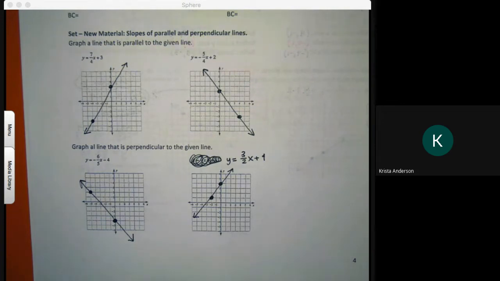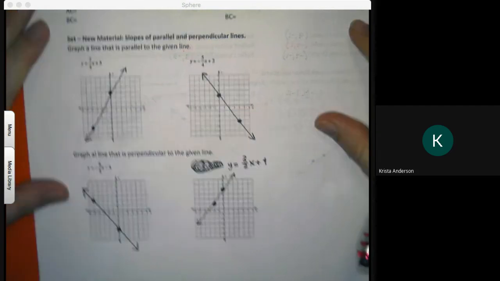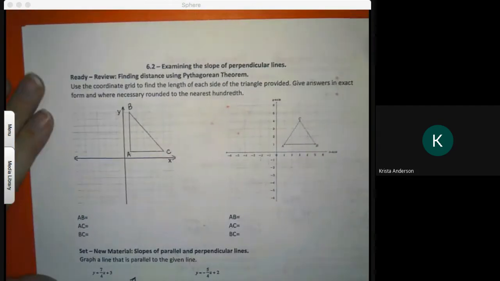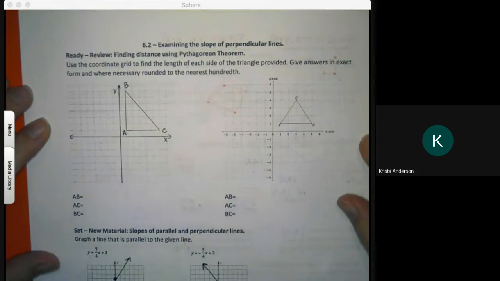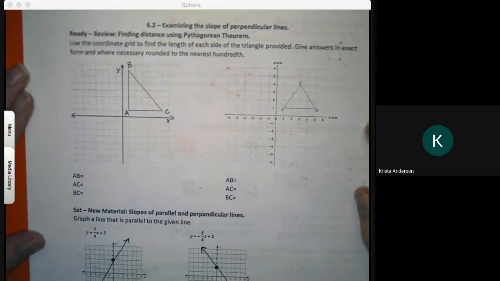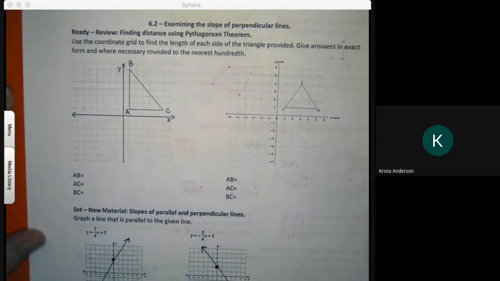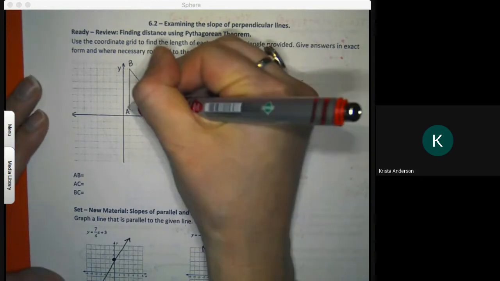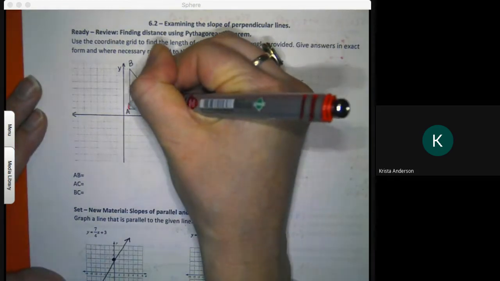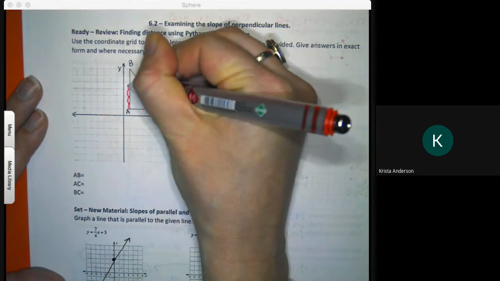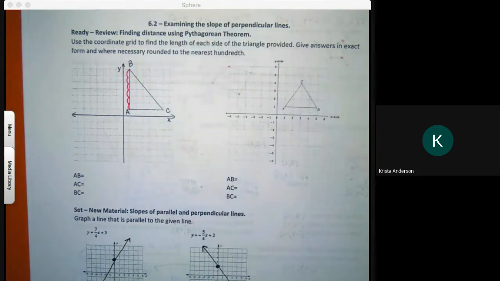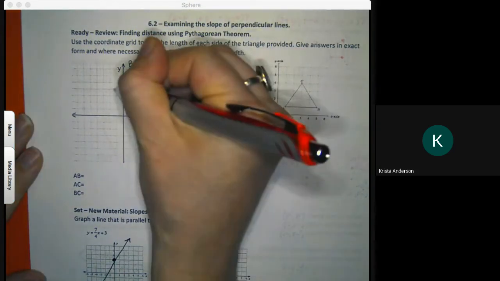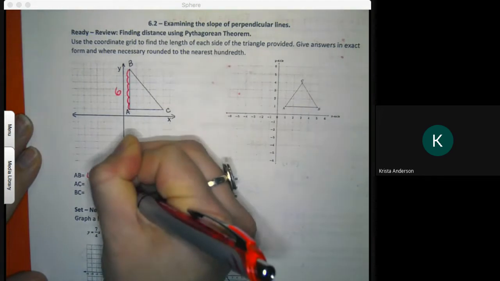So those are the only edits. From here on out, this is what your assignment will look like. For the first question, you will be given a triangle. It will want you to find all 3 sides of the triangle. Does anybody know what A to B would be? What would A to B equal? Yeah, 6. That's correct. Good job. A to B would be a measurement of 6.